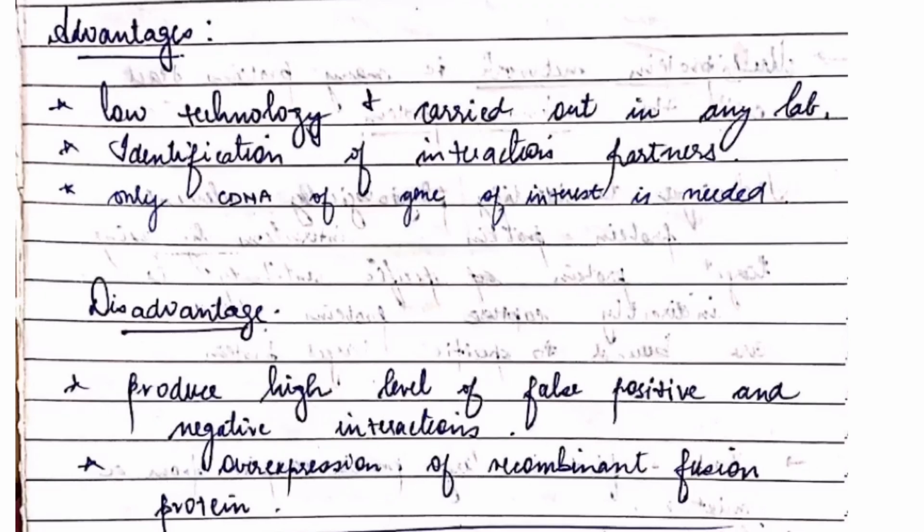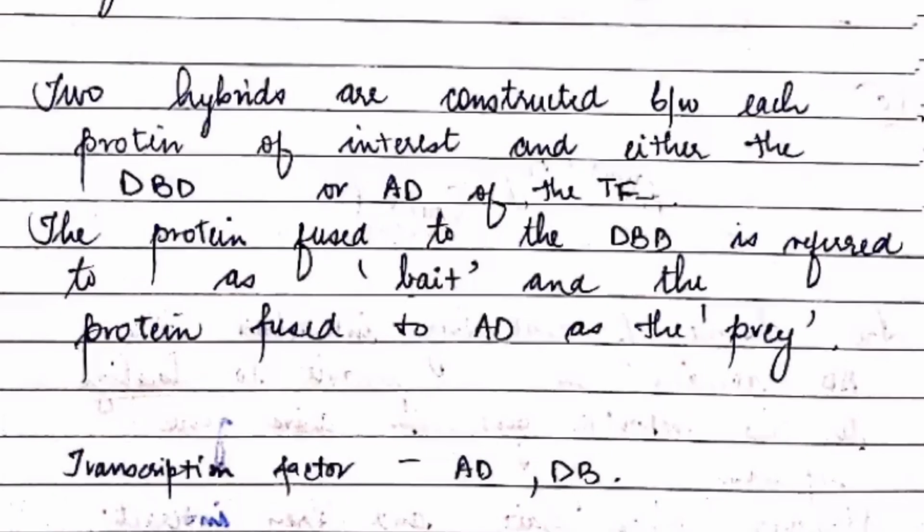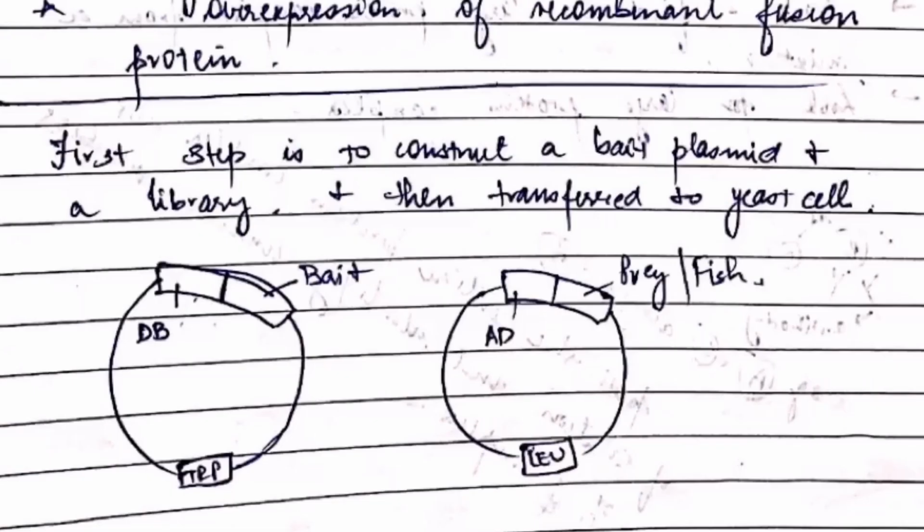zinc finger protein selection. In my notes, you can see I have mentioned in small points some important things which we usually forget and get confused about. So you can use these things and remember the process. That is, the DBD is referred to as the bait and the AD is called the prey. This helps in clearing your concept. Do draw the diagram.